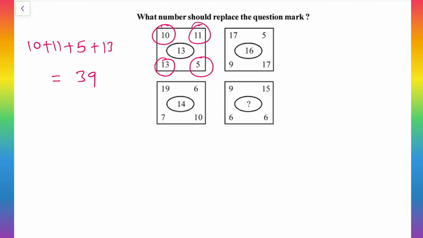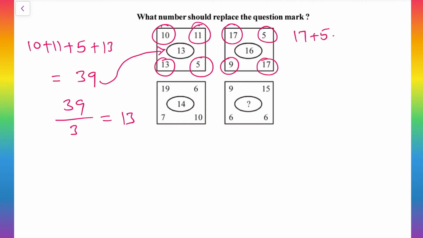Now, is there any relation between this 39 and 13? Of course, it is there. This number 39, if I divide by 3, I will get 13. Now, I'll apply the same logic for the second figure also. If it is applicable, then only this is the correct logic. Adding all the outside numbers, that is 17, 5, 17, 9. 17 plus 5 plus 17 plus 9. That is nothing but 17, 17, 34, 34, 14, 48.